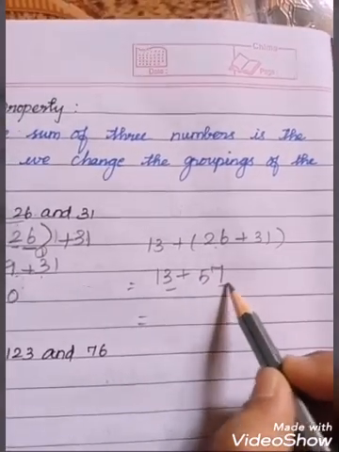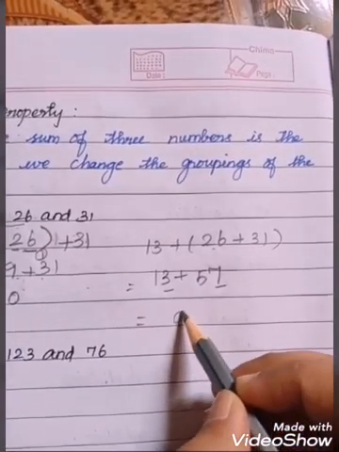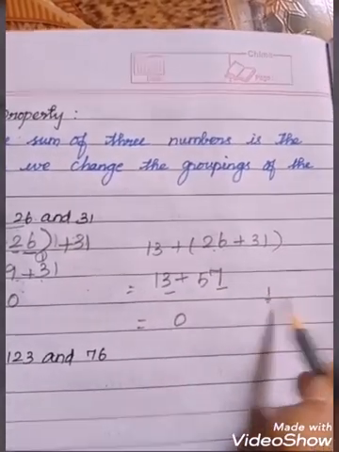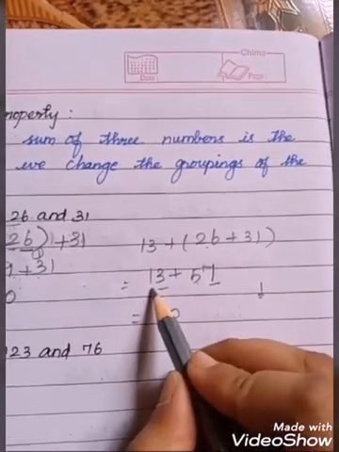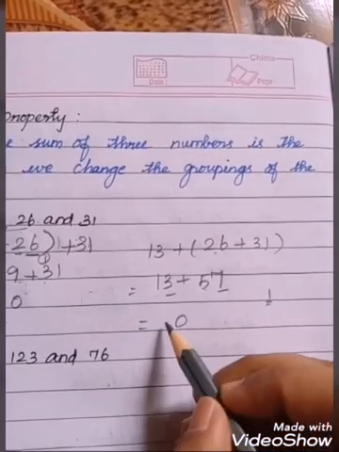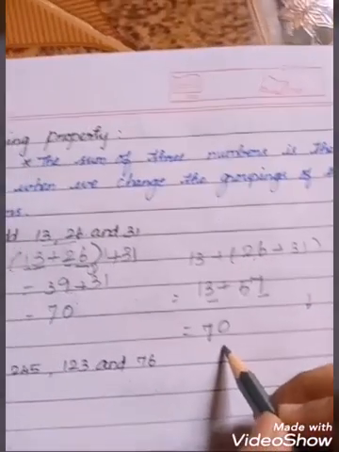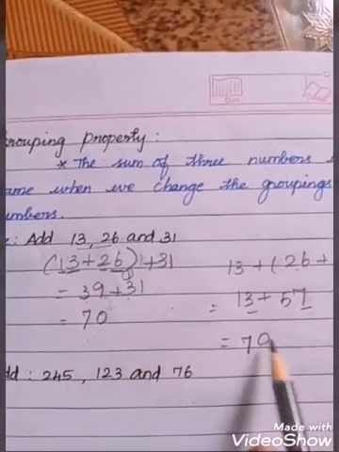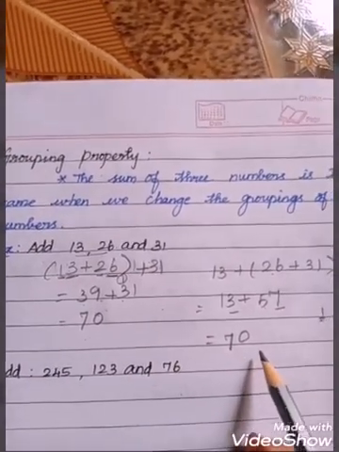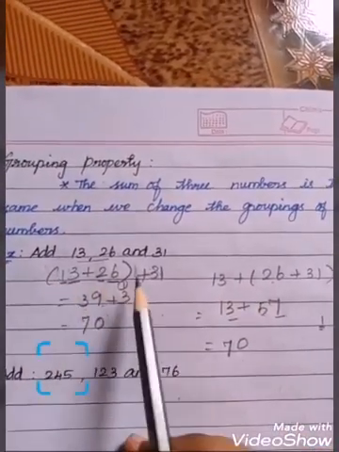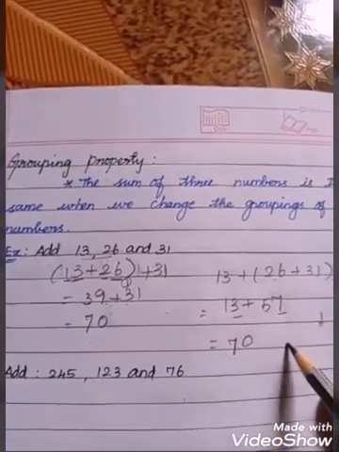So 3 plus 7 is 10. So write 0. So 1 is remaining. And 5 plus 1 is 6. So 6 plus 1 is 7. So the answer is 70. So see here, both answers are also the same. So when we change the group of the numbers, we also get the same number.